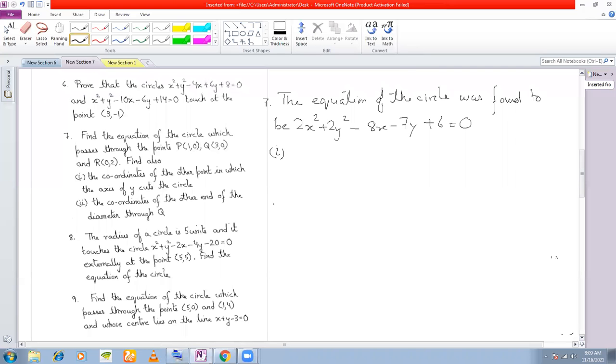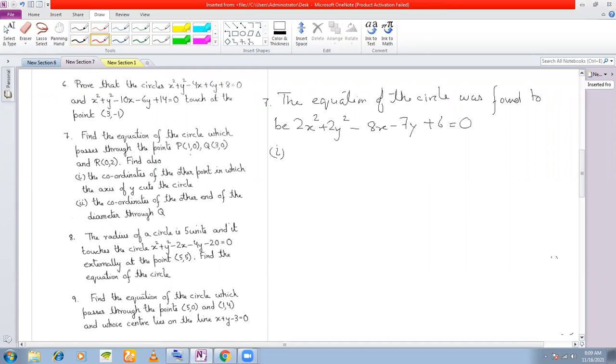So the equation of the circle that we found was this. Okay, let's now read the first part of the question. The coordinates of the other point in which the axis of y cuts the circle. Now, if you see, which was the first point that the axis of y cuts? Can you tell me which is the first point in which the circle cuts the axis of y?